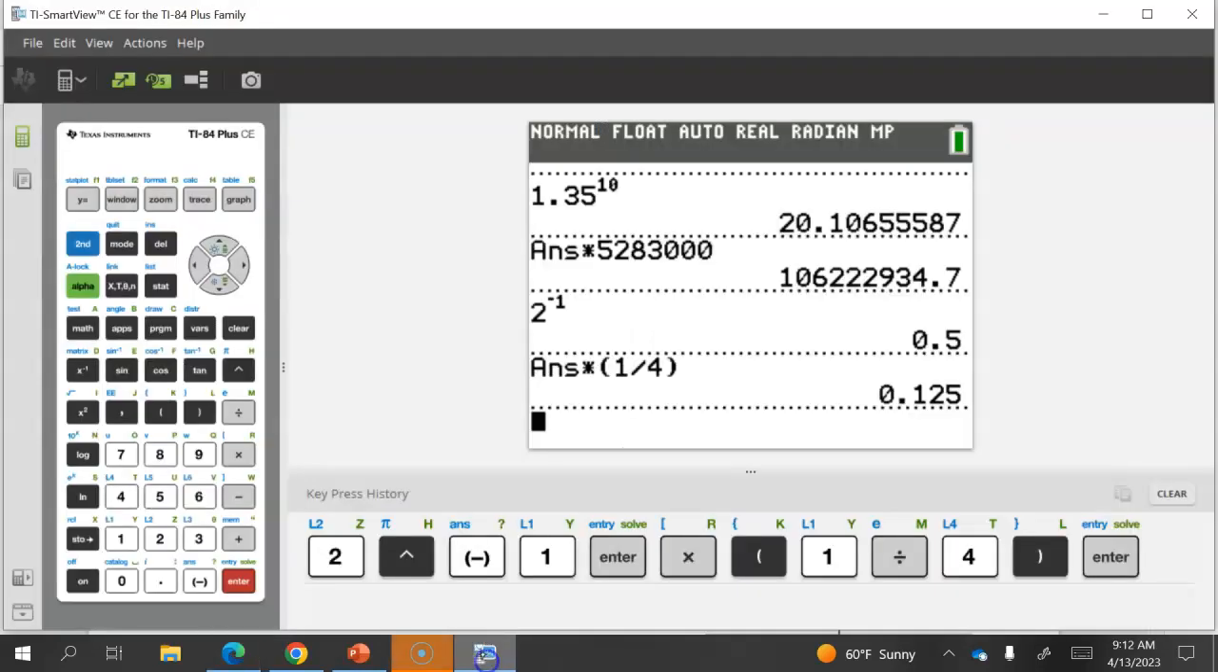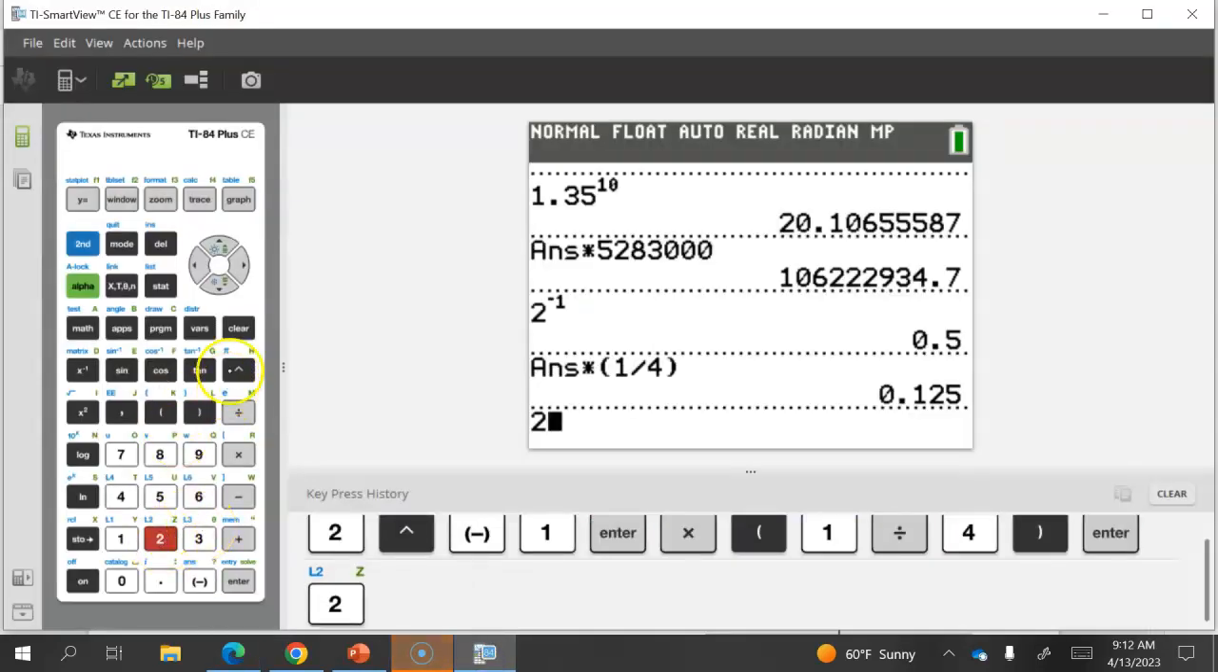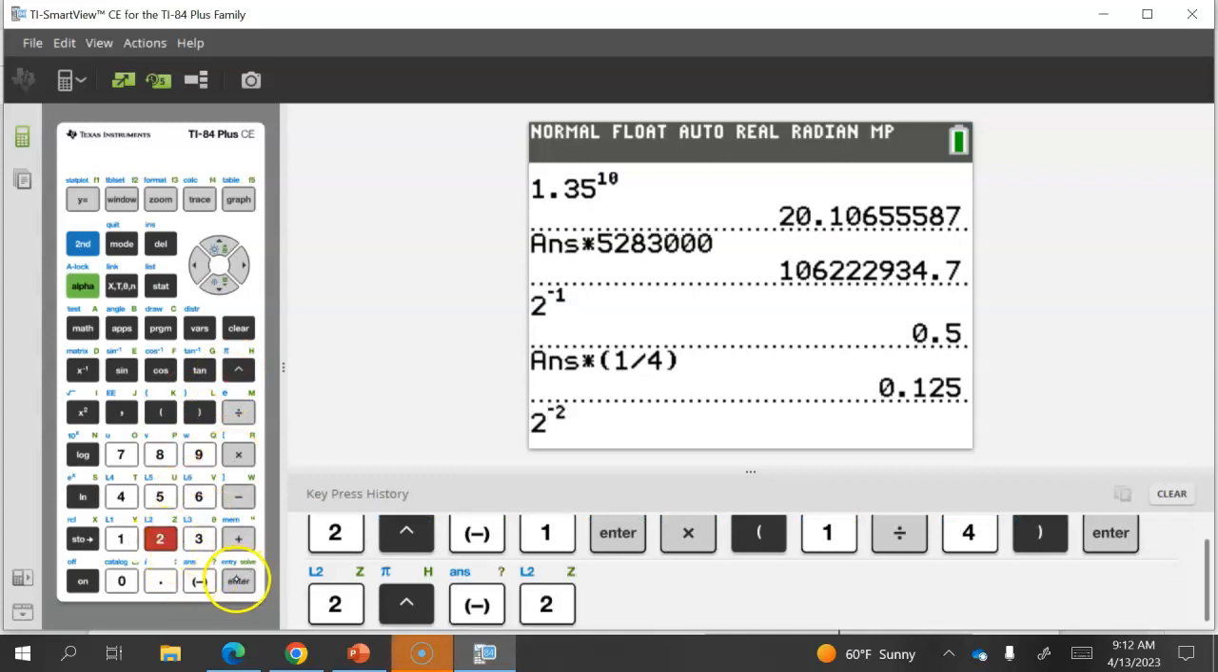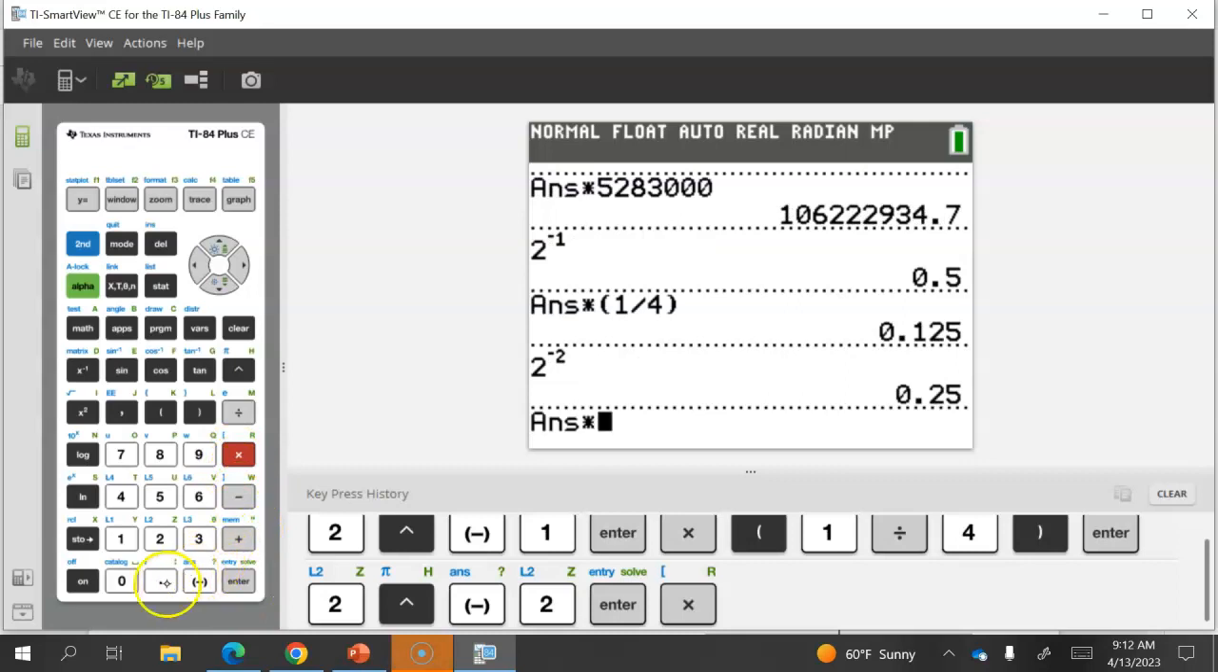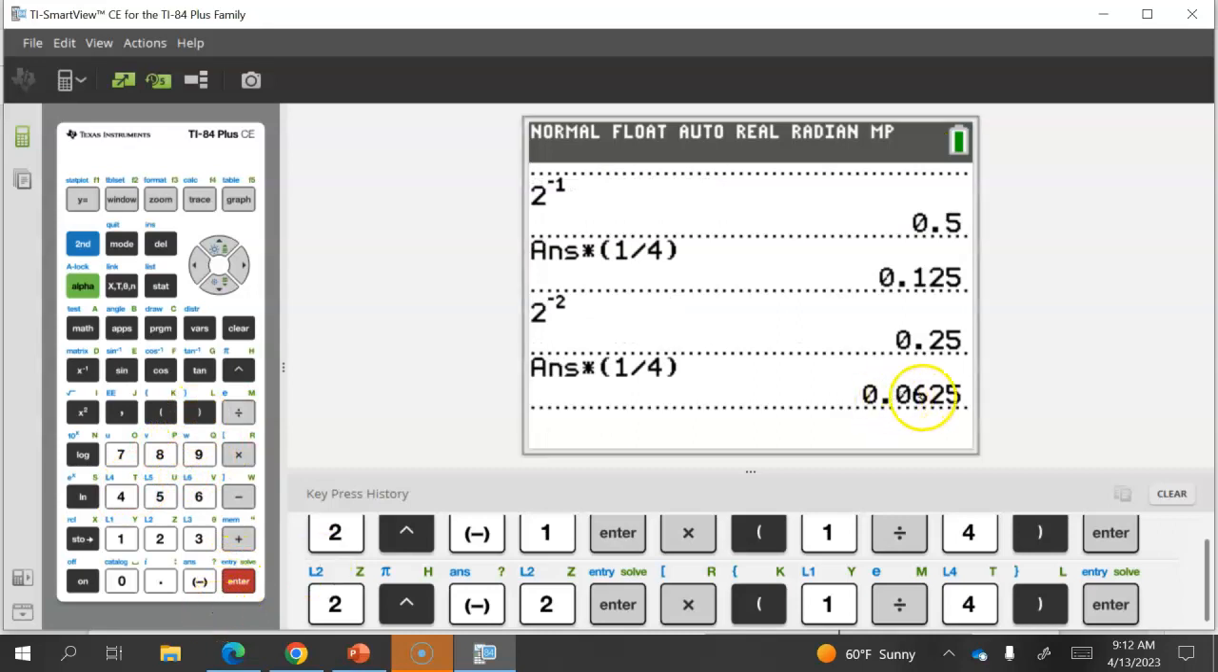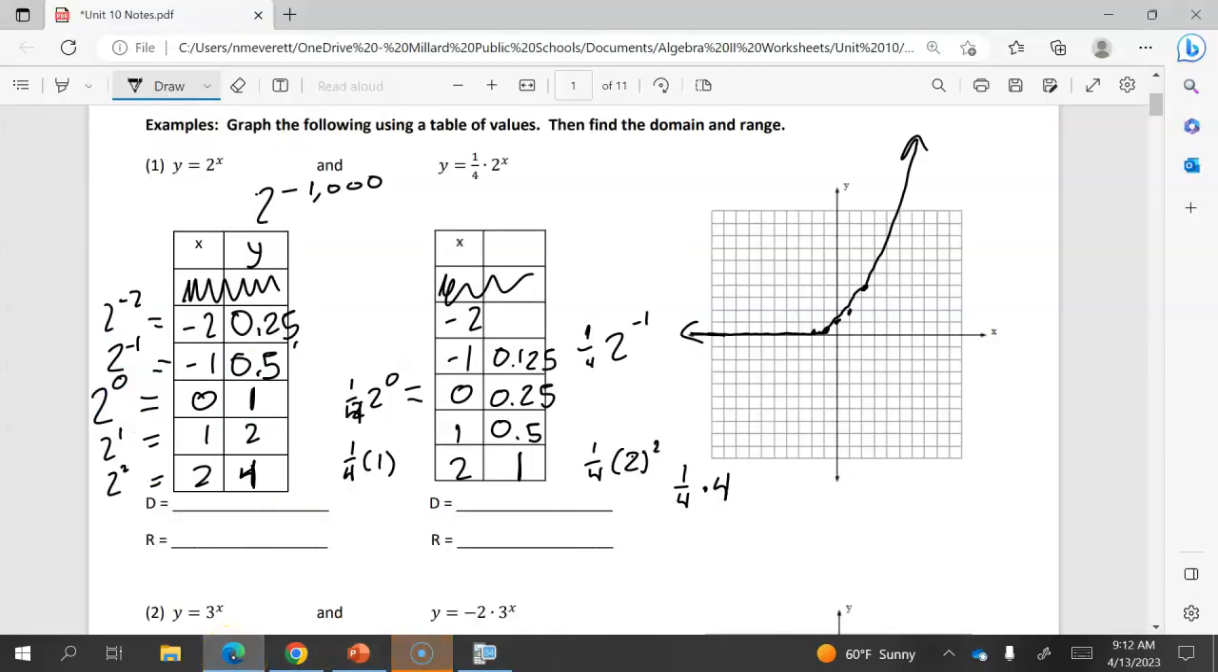Do the same thing with the negative 2. Raise 2 to the negative 2nd power, take that number and multiply it by 1/4, and you get 0.0625. If you graph this one, 2, 1 is right here. This one's just a little bit more shallow. But yet again, it's going to flatline right here. It will never go below 0. There's nothing I can plug in here to make this equal to 0.